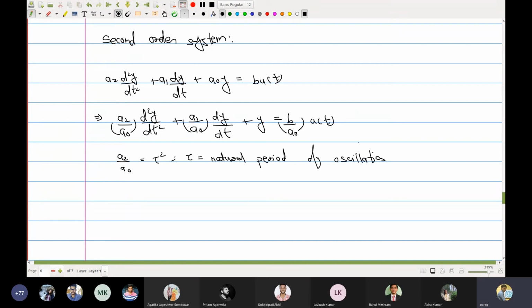Now, if you remember, in our state space analysis, we said that first order systems can never exhibit any oscillatory behavior. Second order systems and higher order systems can, there is a possibility that they can exhibit oscillatory behavior. And that's why the concept of natural period of oscillations comes. So tau is the natural period of oscillation. You have a1 by a0 is 2 tau zeta, where zeta is called the damping coefficient.